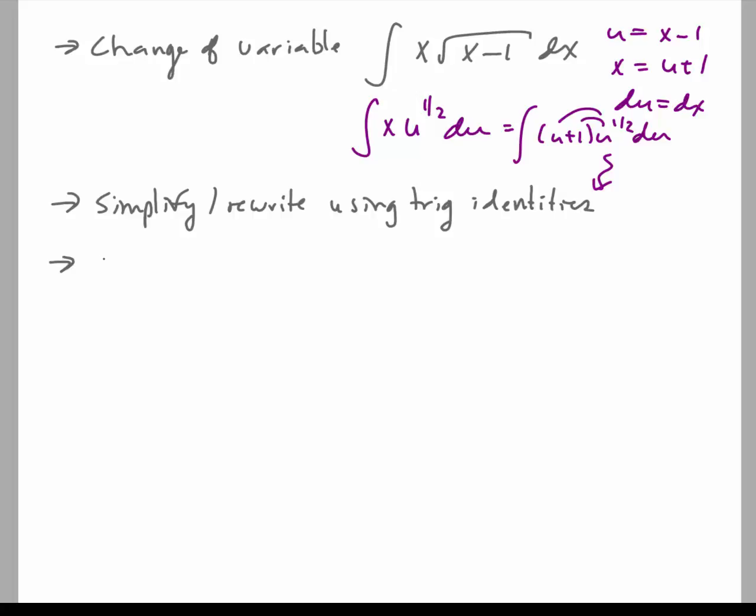Another one here is to multiply by the conjugate, and this could be either in the numerator or denominator. That could be a strategy that helps us out.